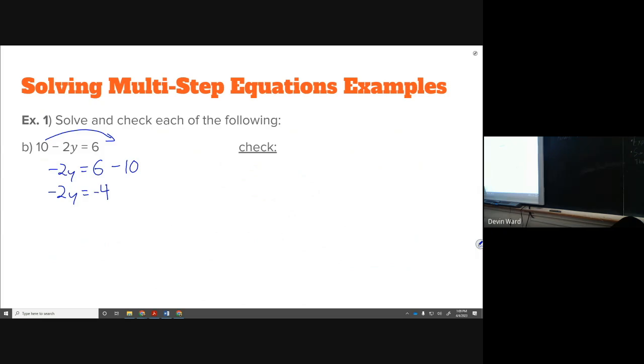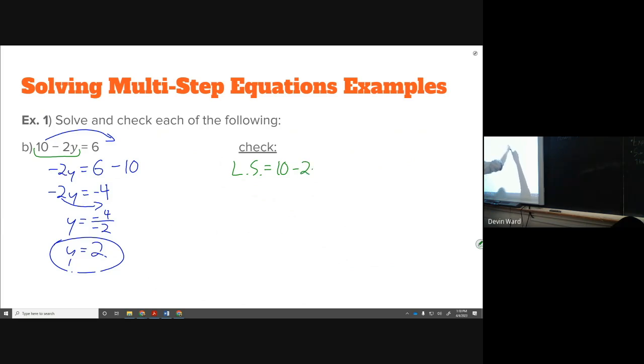Now I can bring over my 2. And because it's multiplication on the left, it'll become division on the right. So negative 4 divided by negative 2. When you divide two negatives, they become positive, and 4 divided by 2 is 2. Okay? And now we're saying y equals 2. Let's check. My left side is equal to 10 minus 2y. My right side is just equal to 6.